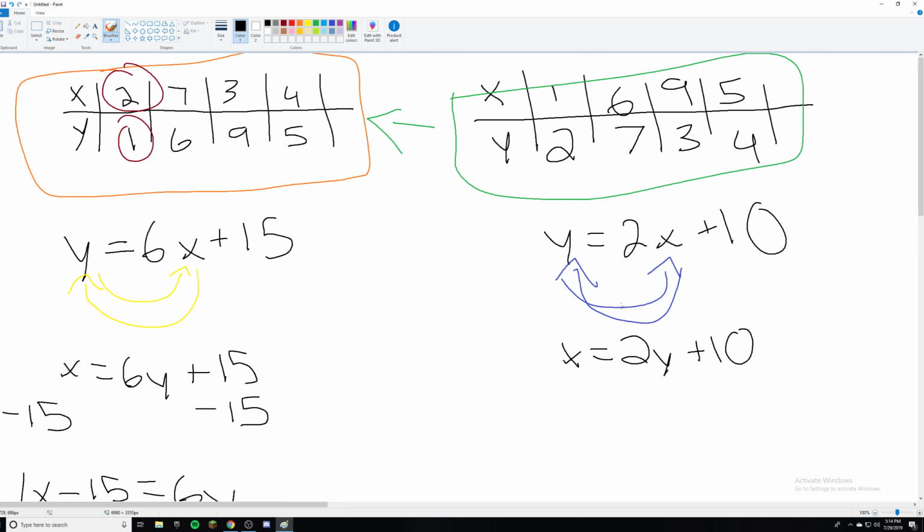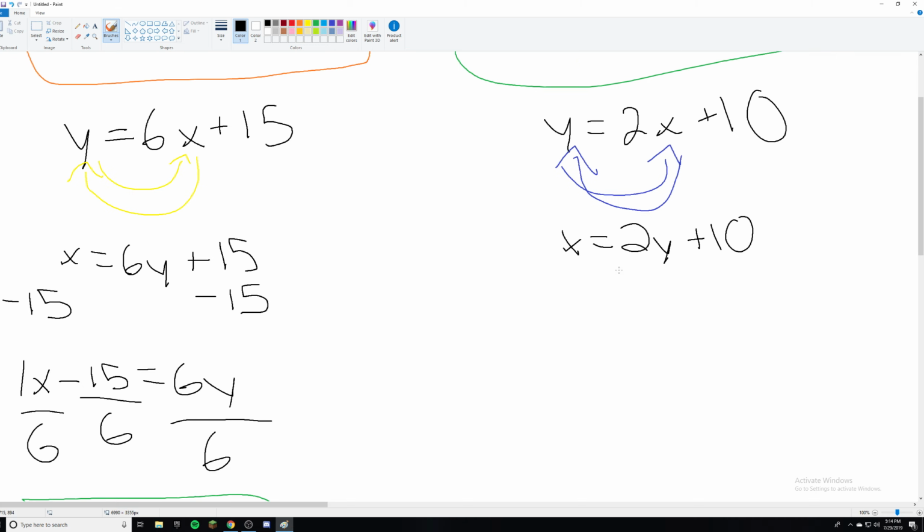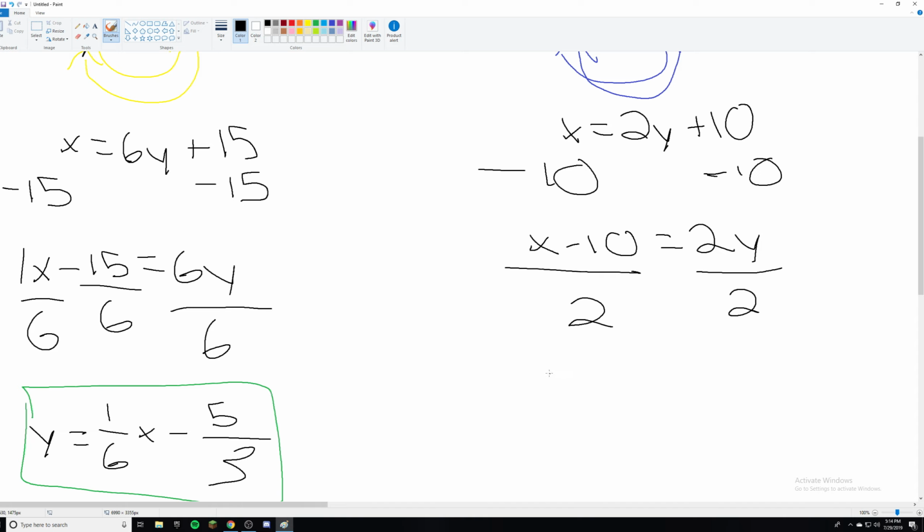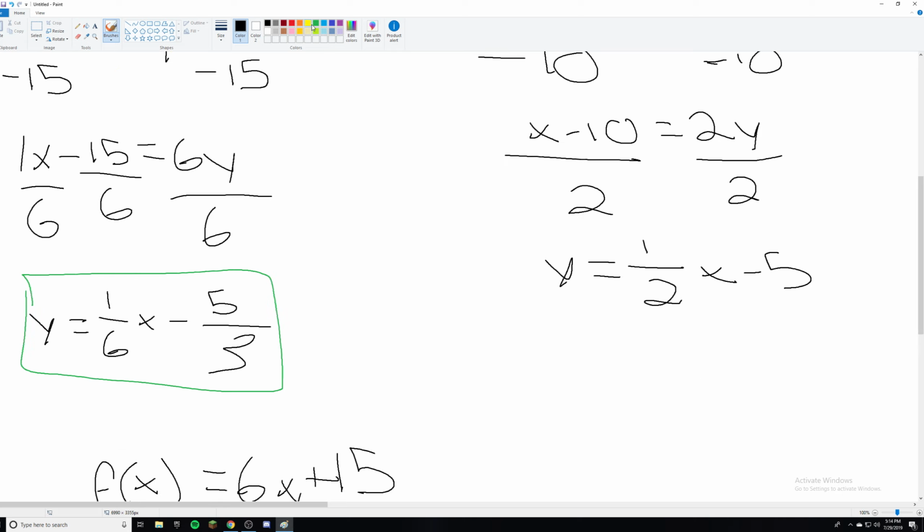So now we're going to do the same thing with this equation. We already switched these. Now all we have to do is subtract 10 from both sides, leaving us with x minus 10 equals 2y. Divide everything by 2, leaving us with y equals 1 over 2x minus 5. And this is the inverse right here.